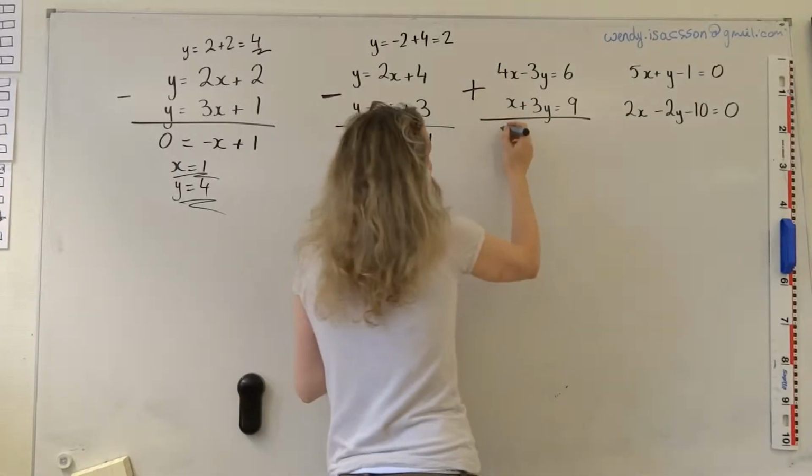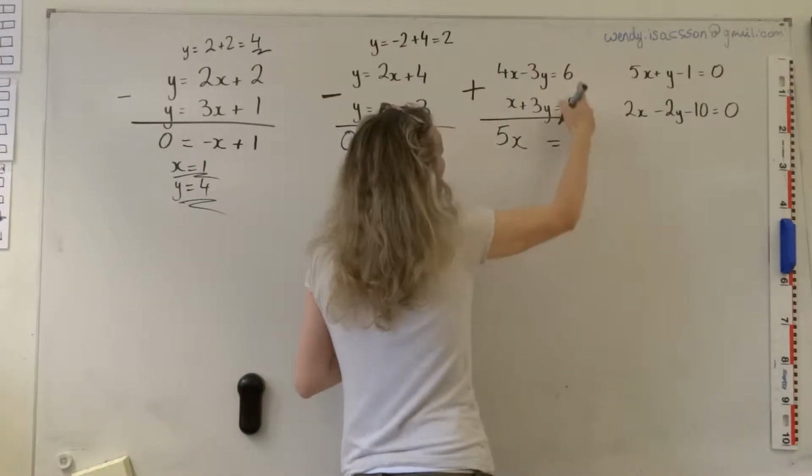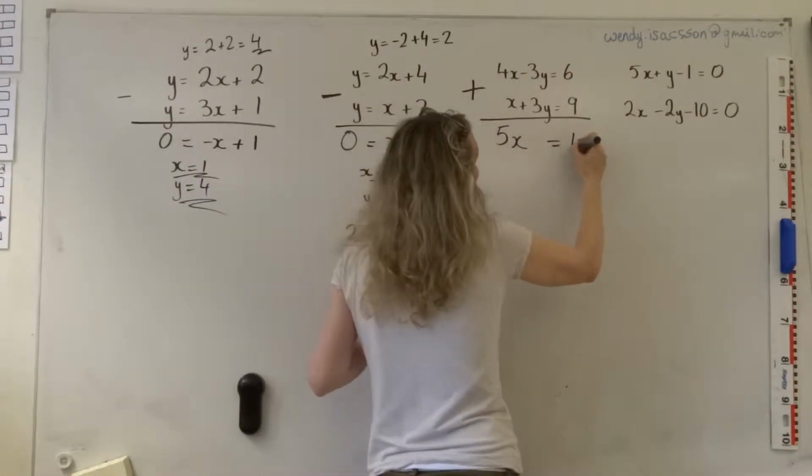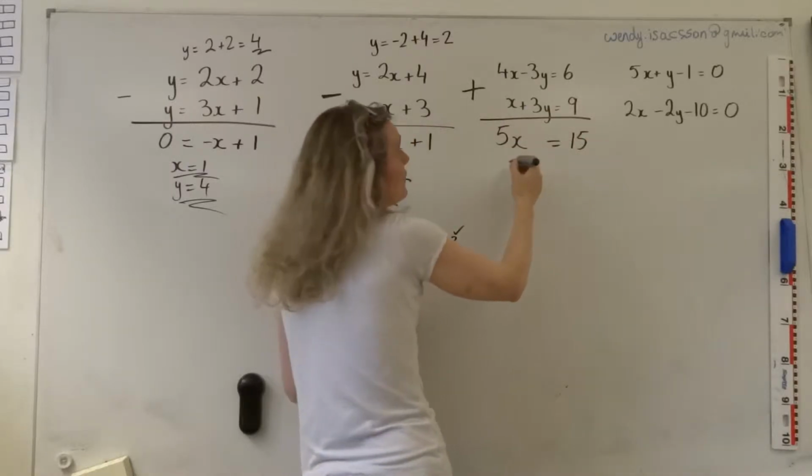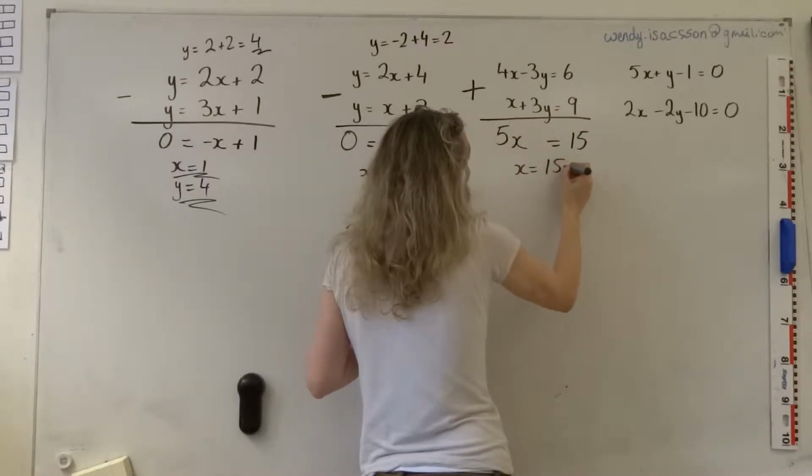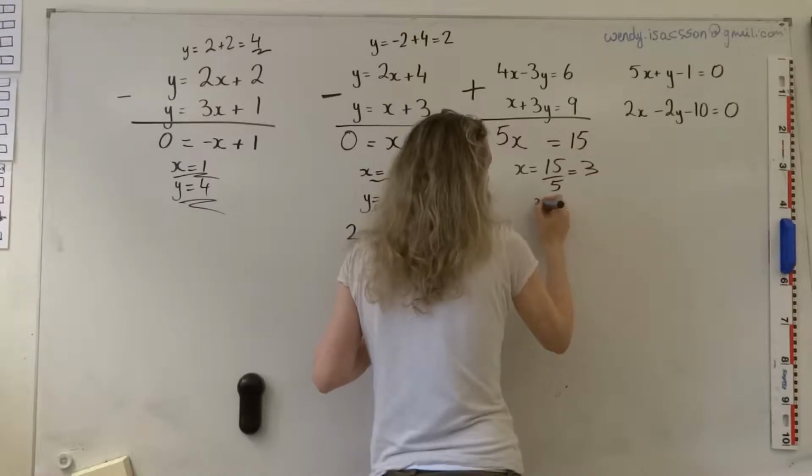4x plus x will give me 5x. 6 plus 9 will give me 15. So 5 lots of x is 15. X equals 15 divided by 5, which equals 3. X equals 3.